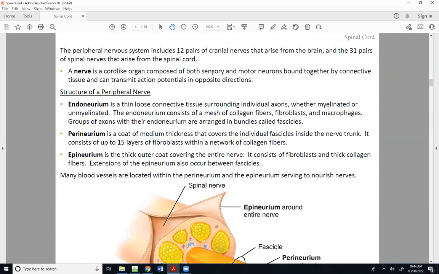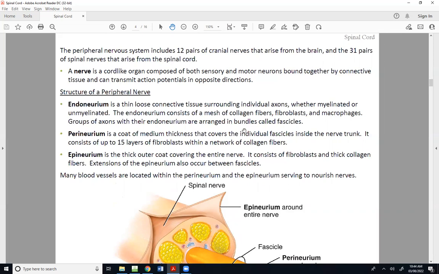If it has sensory neurons, that we know means it's carrying signals into, in this case, the brain or spinal cord, or if it's motor neurons, it's carrying signals away from the brain and spinal cord. Well, since a nerve has both of them, think of a nerve like a two-lane highway. It's got signals going in two different directions.